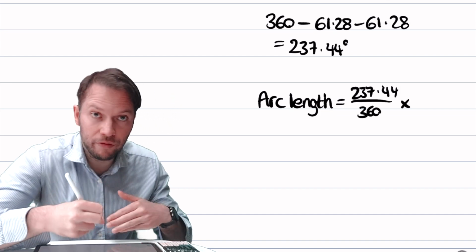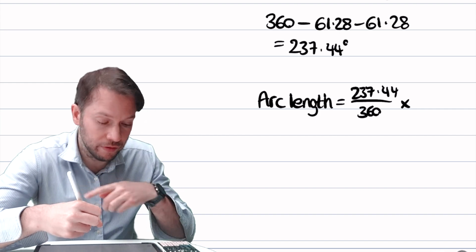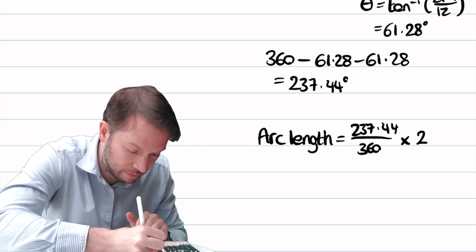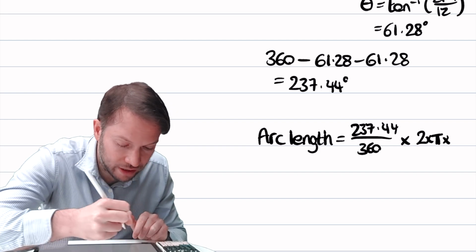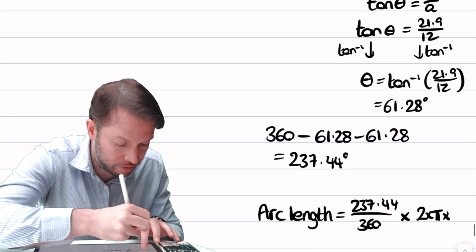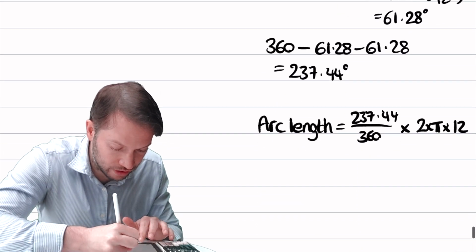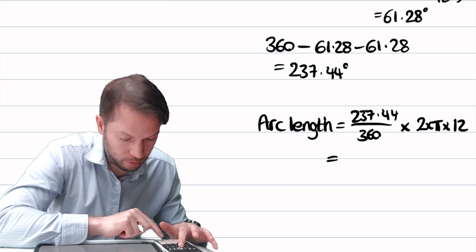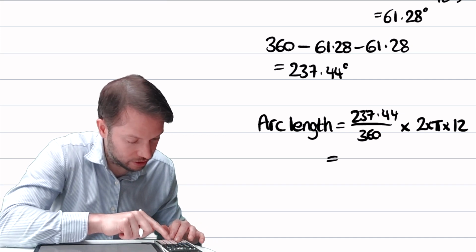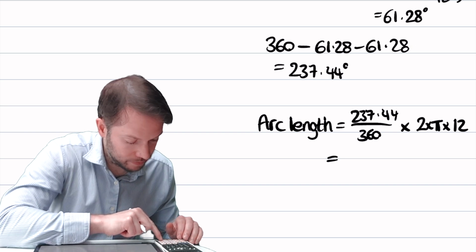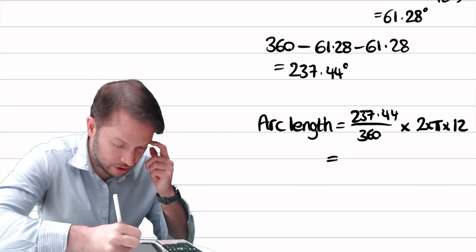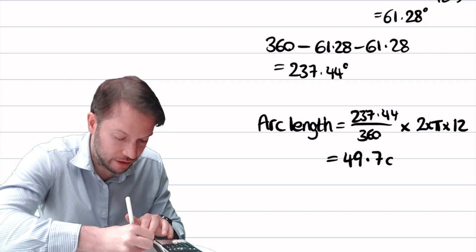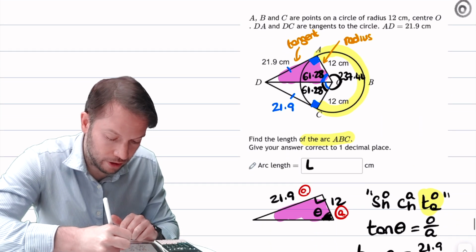And then you do that fraction of the total circumference of a full circle. So that's 2 pi r, isn't it? So 2 times pi times r, the radius. And what's the radius here? It's 12. And I just need to calculate all of that. So 237.44 over 360 times 2 times pi times r, which is 49.7 centimetres. And that is the final answer.